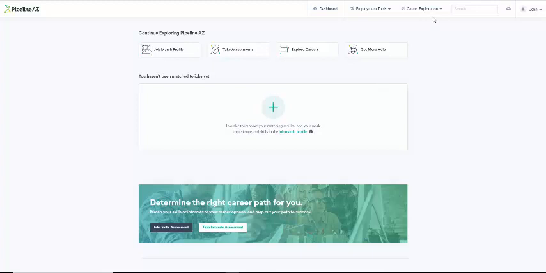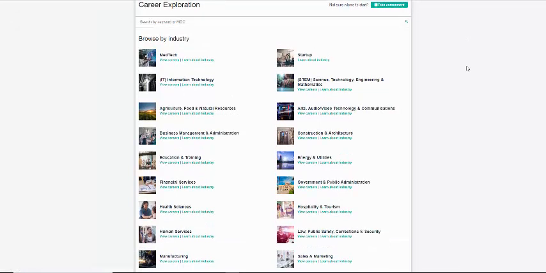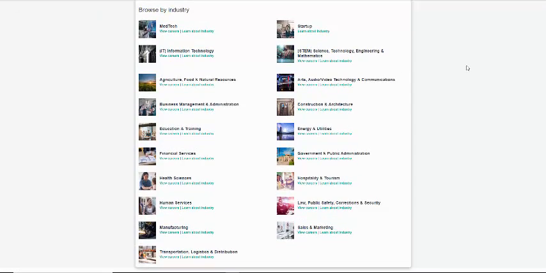The first thing you would do is go to Career Exploration up here, Career Exploration, and look at careers. Yes, you would think you would click on jobs, but we're going to actually go into careers. And Pipeline organizes by industry, a little different than the industries used in Module 3, but very similar, and you can tell by each industry what area you're going to be looking at.